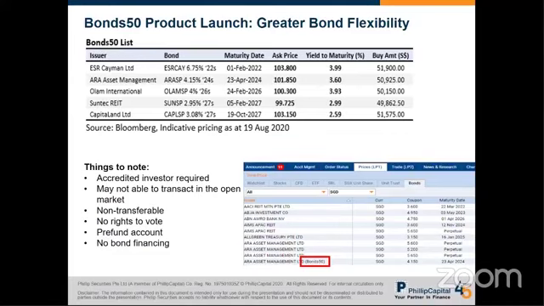So in POEMS 2.0, there will be an indication shown for bonds that are offered under Bonds 50. Behind the name, you will be able to see a bracket, Bonds 50.